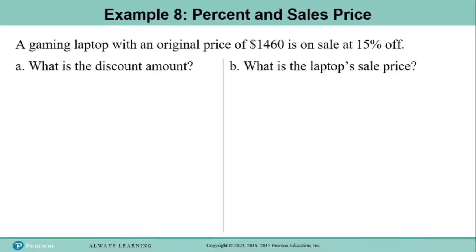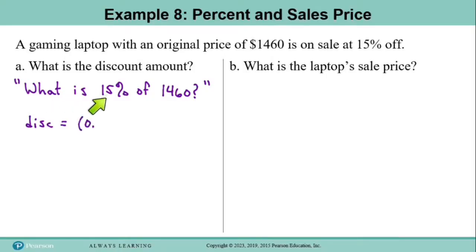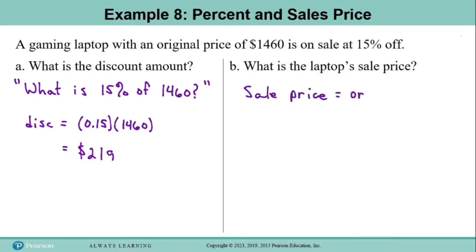So again, just to translate this into the language of percents, what we're really asking here is what is 15% of 1,460? And so of course we would calculate this by saying the discount equals 0.15 times 1,460. And that will give us a discount amount of $219. So we're going to save $219 off of this original price. So of course the sale price is the original price minus the discount.